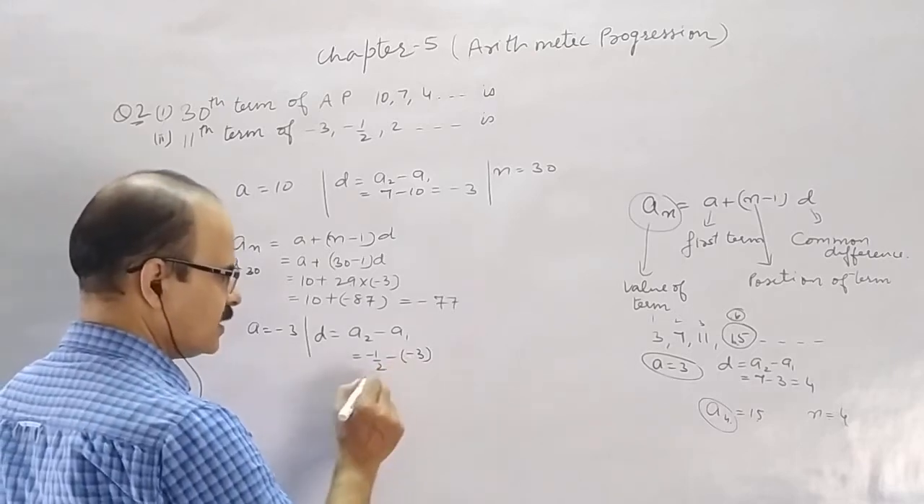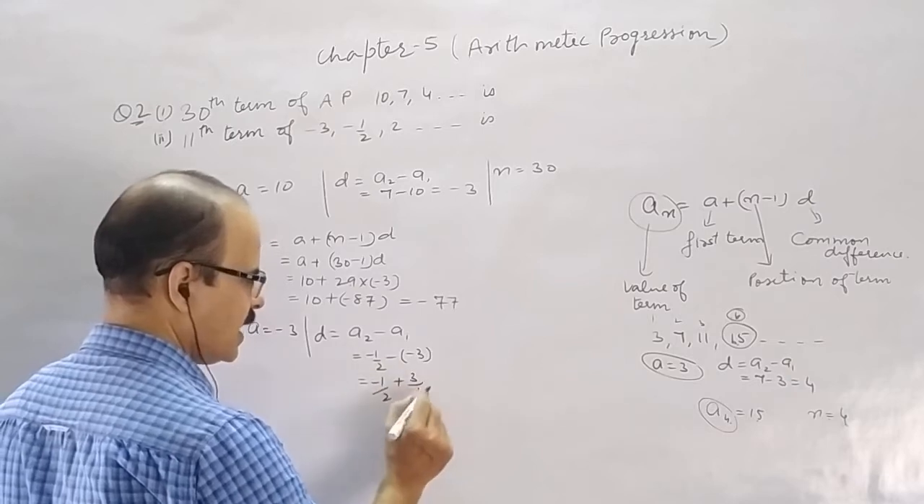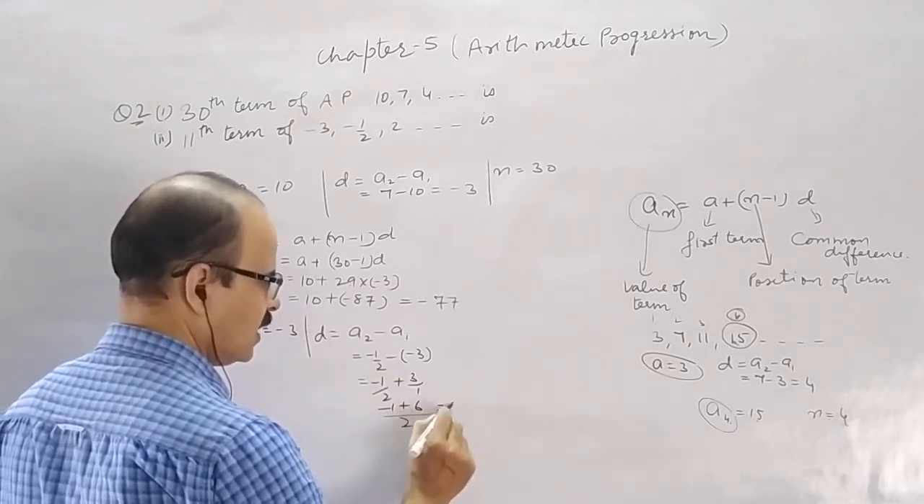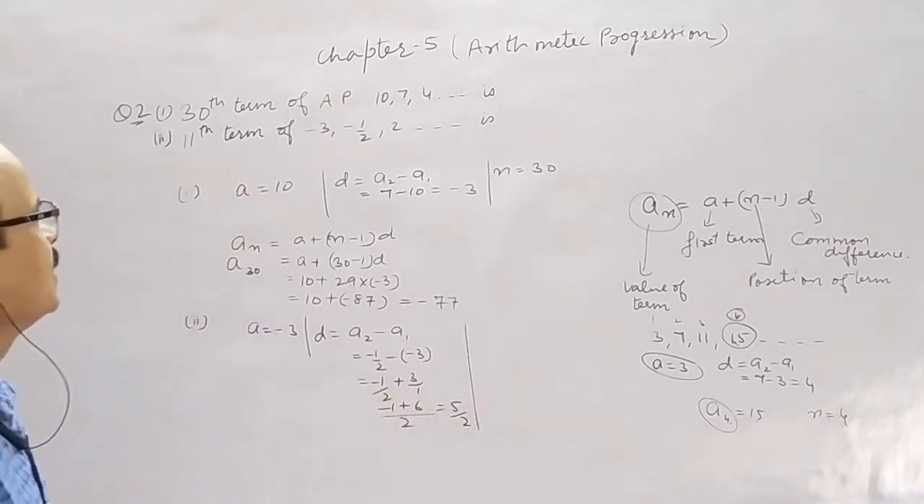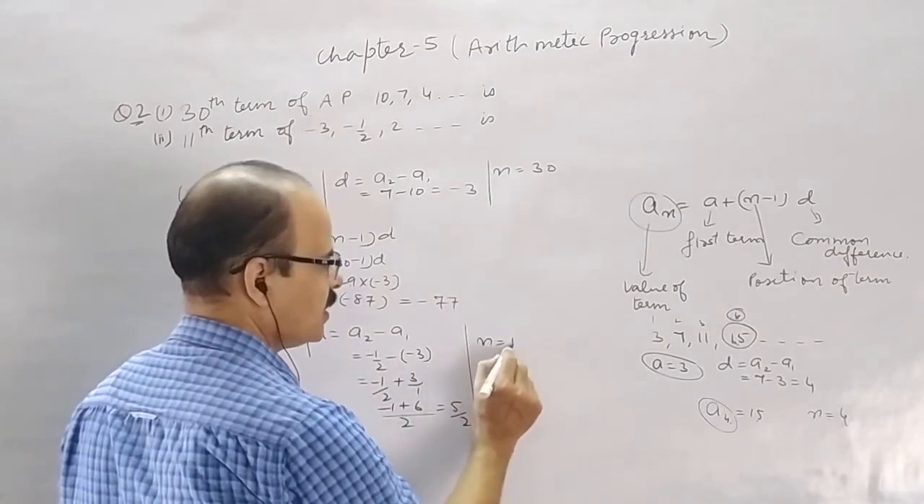Minus and minus will give you plus, 3 upon 1. Take LCM. LCM is 2, minus 1 plus 6 will give you 5 by 2. So D is 5 by 2 in this case. And you have to calculate the 11th term. So N will be 11.